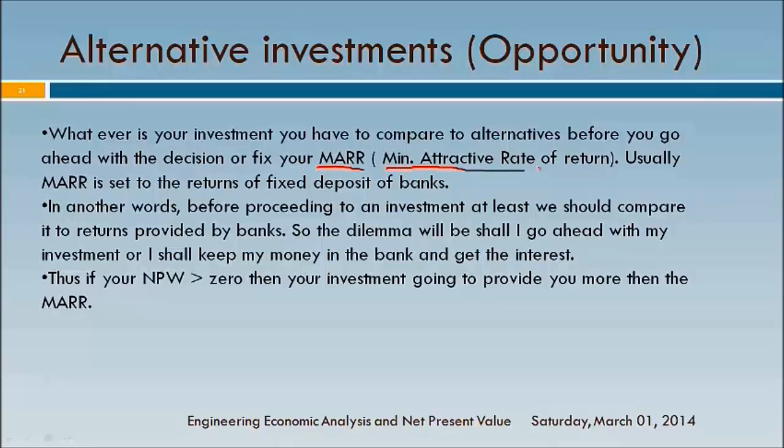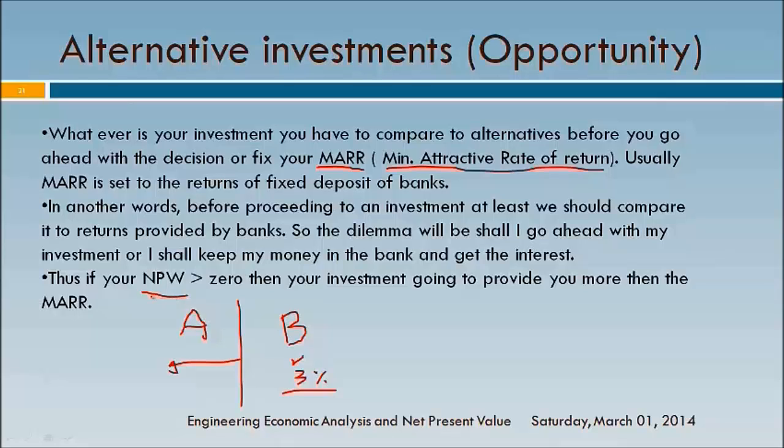So minimum attractive rate of return. What is the minimum attractive rate of return? You can say, fine, if I'm going with this investment A, I still have another alternative, which is putting the money in the bank. If I put the money in the bank, I'm going to get 3%. So even if you don't have except one investment, at least you can fix your minimum attractive rate of return and calculate your net present value, which is here, net present value.